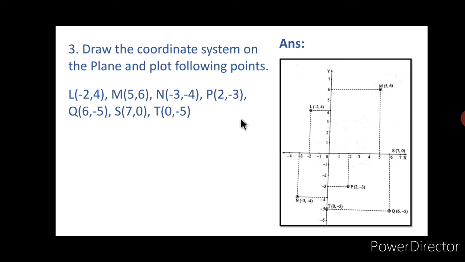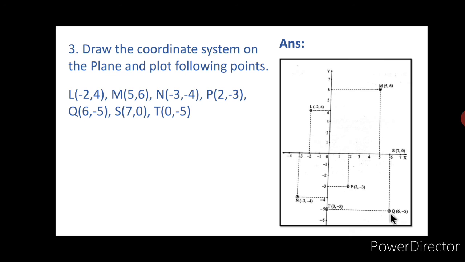Then next point is P, whose x coordinate is positive, that is 2, and its y coordinate is negative. Therefore that P point lie in the fourth quadrant. Next point is Q. Its x coordinate is 6 and y coordinate is -5, and therefore this point also lie in the fourth quadrant. Here is that point.